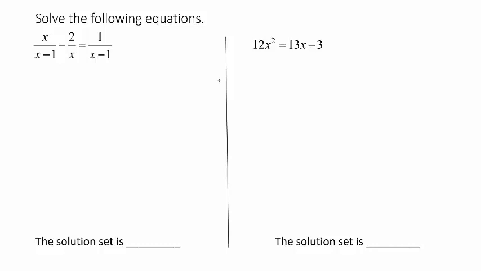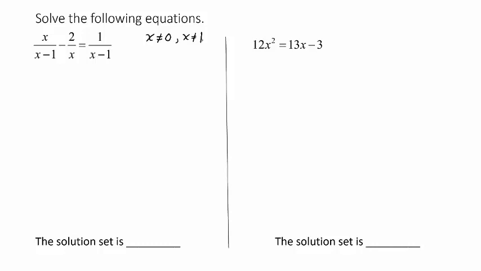So one of the first things I think about are the domain restrictions, right? Regardless of how I go about solving this, if I get x equals 0 or x equal 1, those cannot be solutions. Those are values that make one or more of the denominators in this equation 0, and division by 0 is not allowed. So if we get either one of those as solutions, we know that they're actually not solutions.